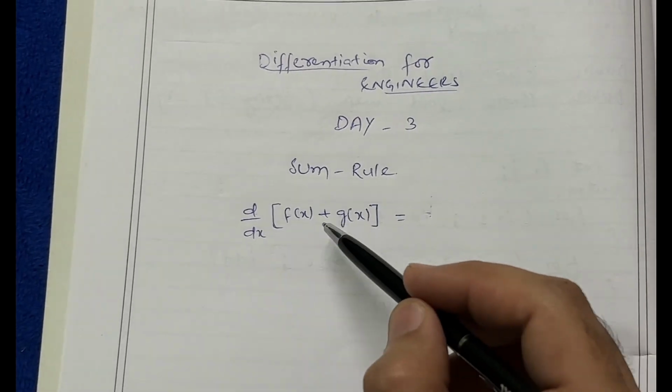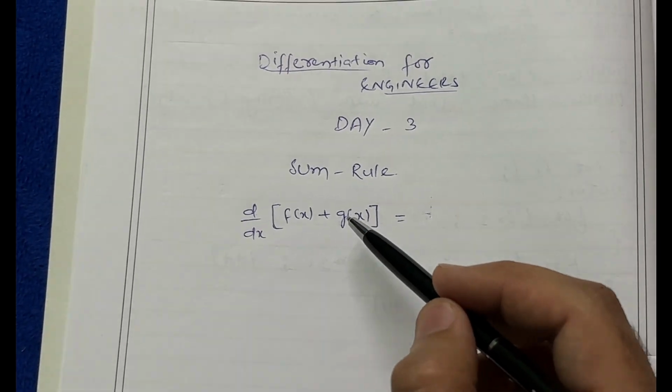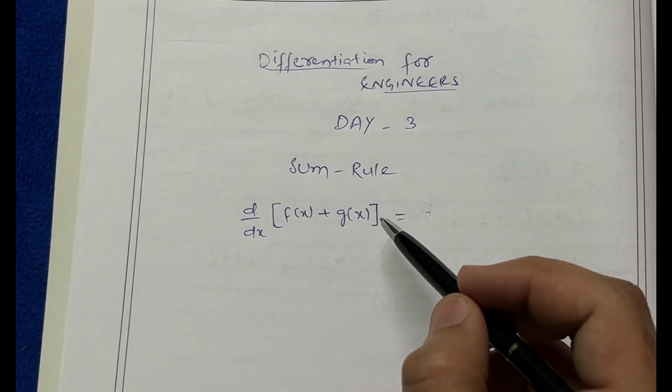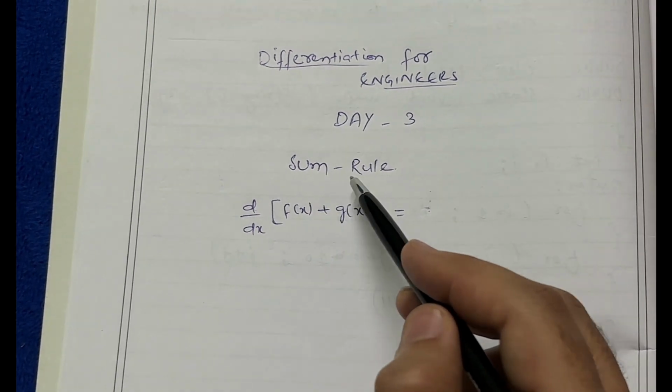Guys, what if a function has more than one term? Do we differentiate everything together? No. Let me show you the easiest rule in 60 seconds. Today is our day three of differentiation for engineers. Today we will discuss the sum rule.